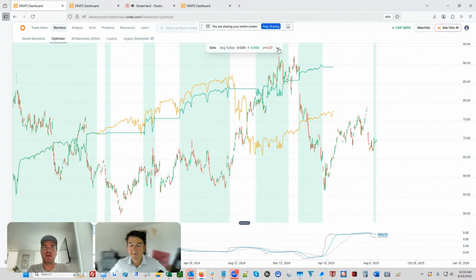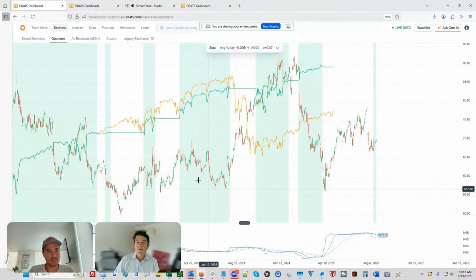So that means that this indicator only has a 7% chance of impacting the strategy positively in a random way. So what it's saying is it's pretty likely that it's actually a good indicator. Yeah. And you want to find ones that make sense too. Like, why is this making sense?